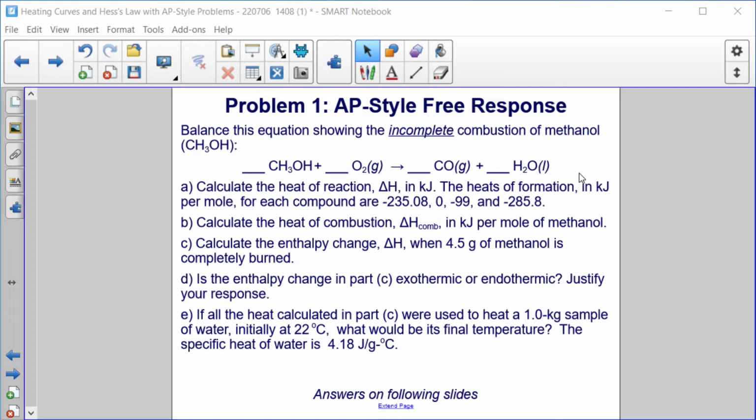Justify your response. If all the heat calculated in part C were used to heat a 1.0 kilogram sample of water, initially at 22 degrees Celsius, what would be its final temperature? The specific heat of water is 4.18 joules per gram degree Celsius.